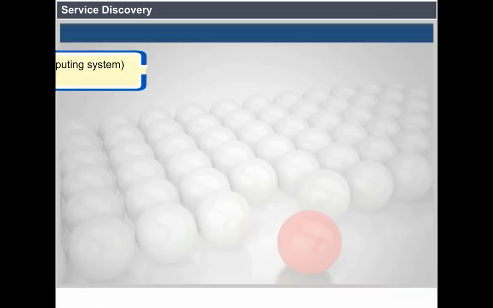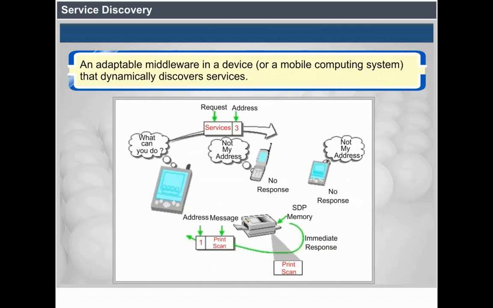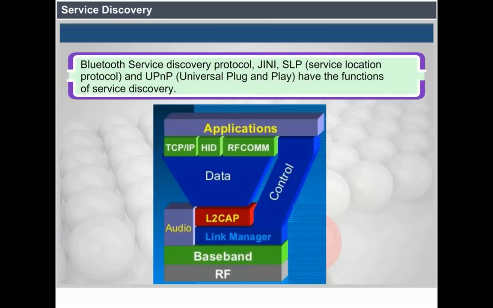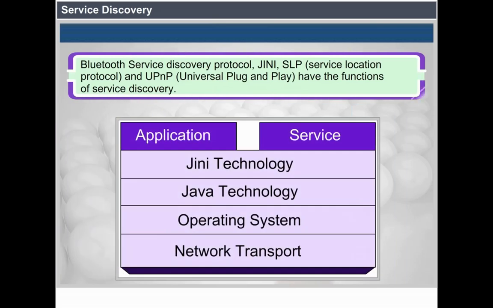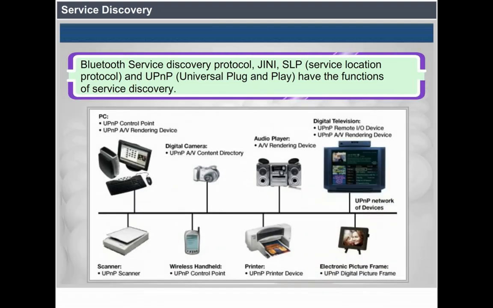Service discovery. An adaptable middleware in a device or a mobile computing system that dynamically discovers services. Bluetooth Service Discovery Protocol, JINI, SLP (Service Location Protocol), and UPnP (Universal Plug and Play) have the functions of service discovery.